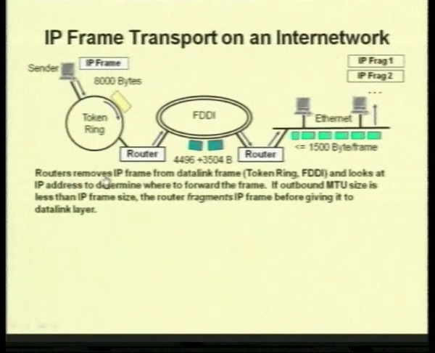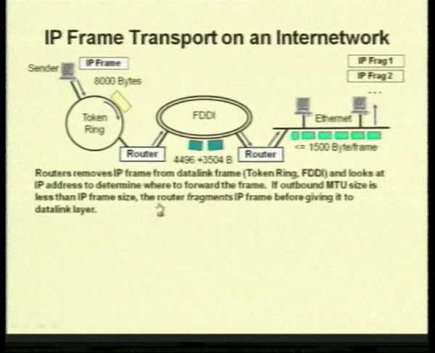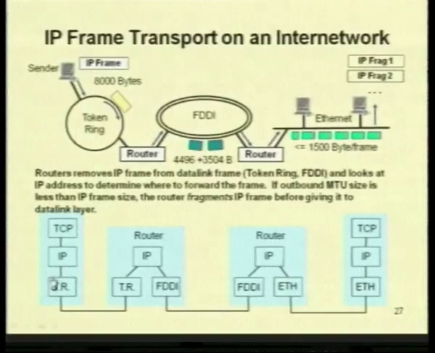The routers remove the IP frame from the data link frame, whether it is token ring, FDDI and so on, and look at the IP address to determine where to forward the frame. If the outbound MTU size is less than the IP frame size, then the router fragments the IP frame before giving it to the data link layer. Okay? So let's look at what is actually happening over here. The TCP layer gives it to the IP layer, and then you transmit it on the token ring.